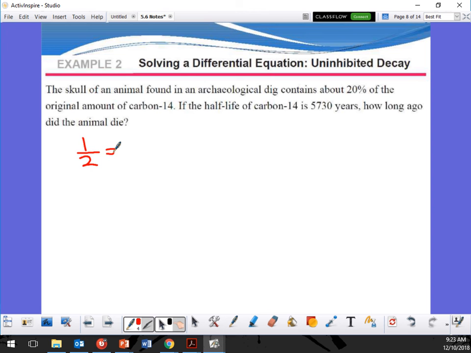One half is equal to, because I already took out the a sub naught. I took out that part, and so it's going to be e to the 5,730k.